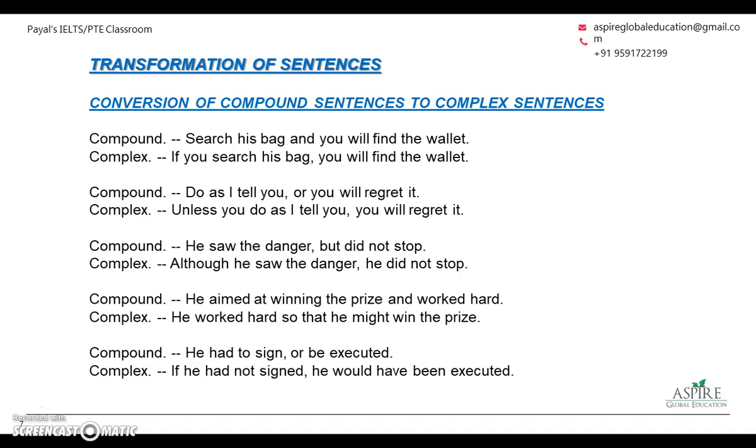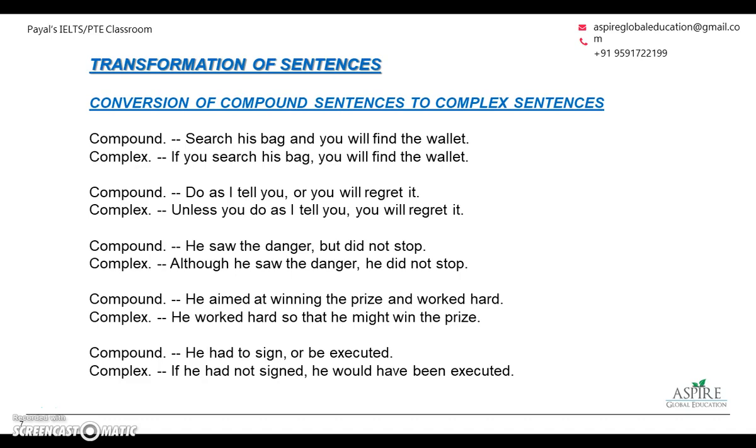The next sentence is: do as I tell you or you will regret it. This is again, I'm using the coordinating conjunction or and combining two independent clauses. And I use again a conditional word. Unless you do as I tell you, you will regret it. He saw the danger but did not stop. Although he saw the danger, he did not stop. So here I'm using although as my linker to form a complex sentence.